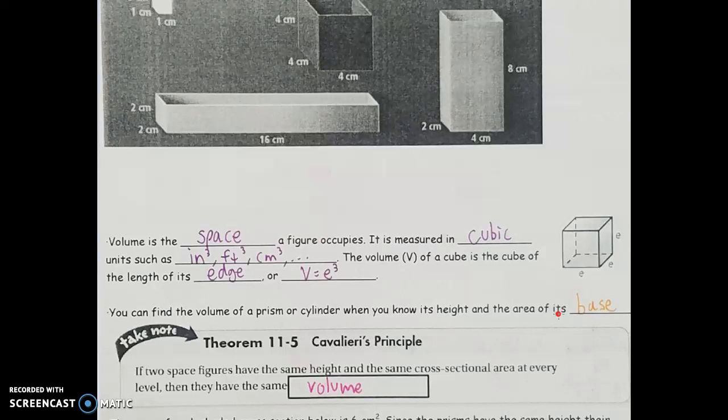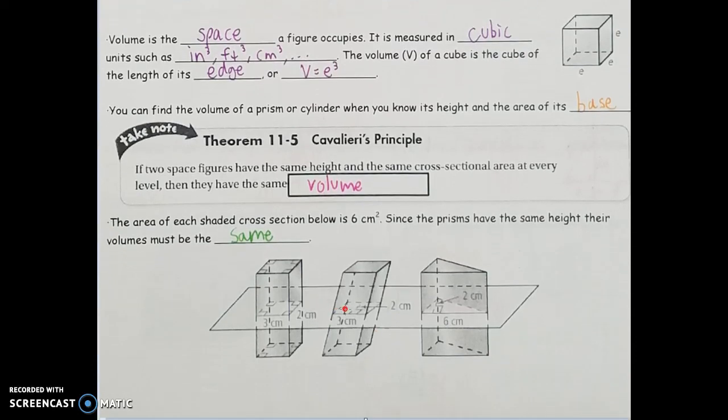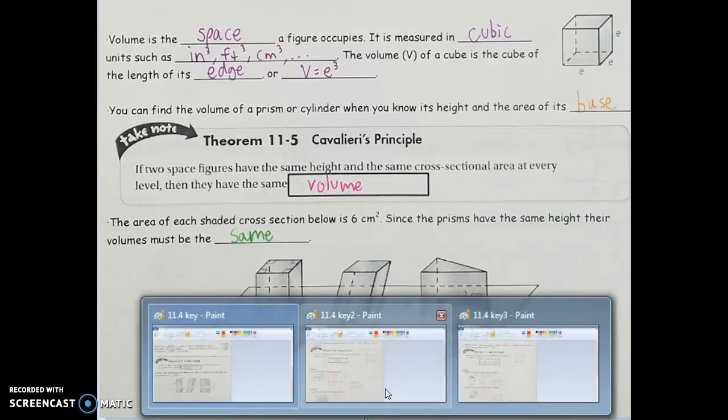And this formula kind of comes from this principle. We don't use the principle too much, but it's kind of an explanation of the volume formula. If 2 space figures have the same height and the same cross-sectional area at every level, then they're going to have the same volume. And we see that in our bottom example. The area of each shaded cross-section below is 6 centimeters squared. And that happens if I have either a right prism, an oblique prism, or a triangular prism. Those all have the same cross-sectional area. Since the prisms have the same height, their volumes must be the same, basically because I'm using that same area all the way throughout that same height. So that volume's got to be the same no matter what figure that is.